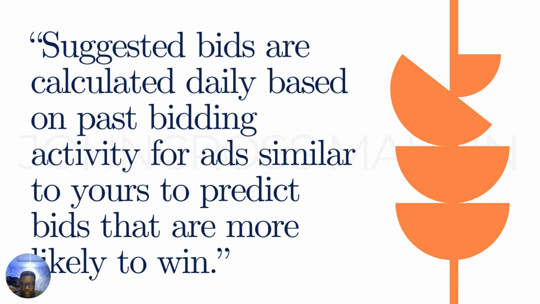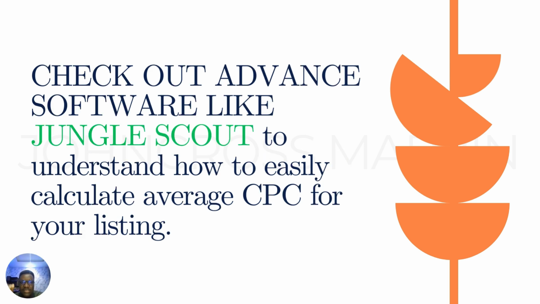You get the concept? So on a daily basis, the Amazon algorithm gathers information relating to a particular bid and then determines what the cost for that bid should be. You understand? And they use that to predict the likelihood of a particular keyword or a particular bid to win. So check out advanced software like Jungle Scout to understand how to easily calculate average CPC for your listing.